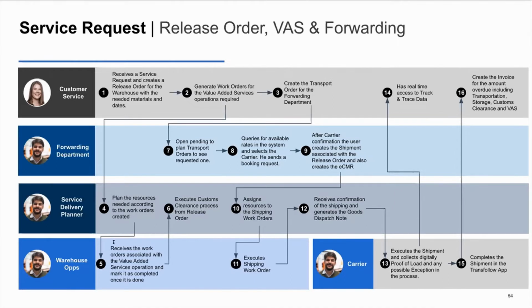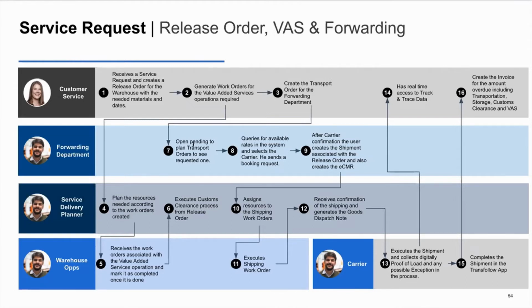The warehouse operations is going to receive the work order associated with the value-added services operation, and you're going to mark it as completed once it's done. And then the service delivery planner, she's going to execute the customs clearance process from the release order. Okay. Then I'm going to pick up on the forwarding department.